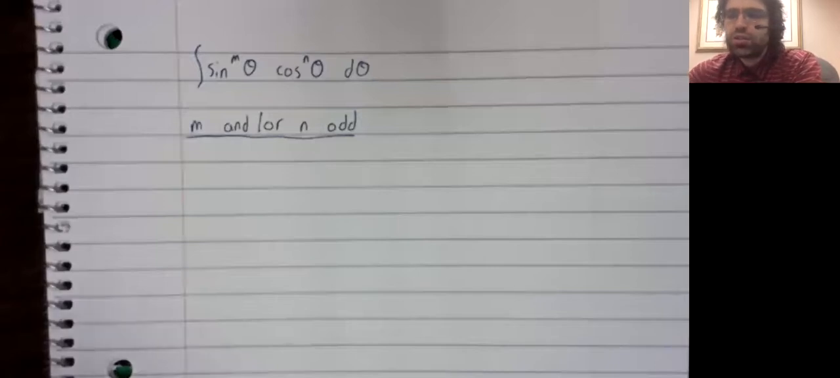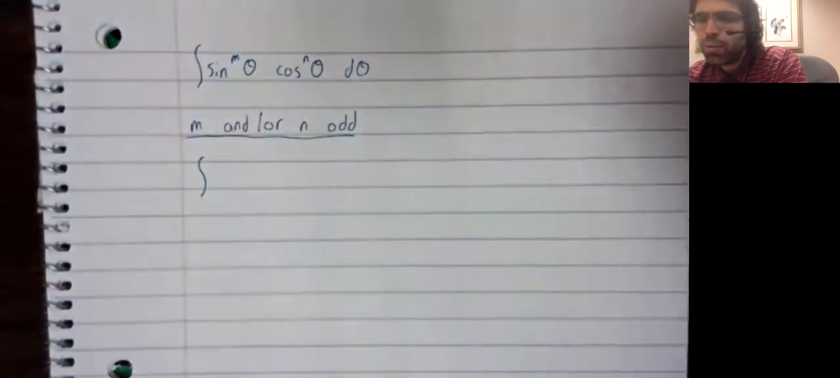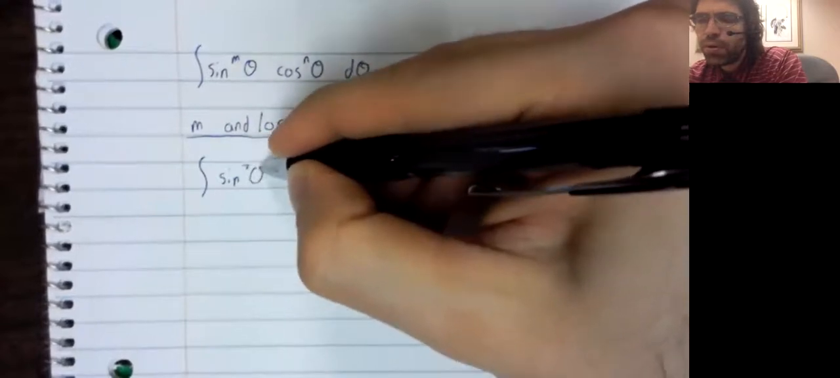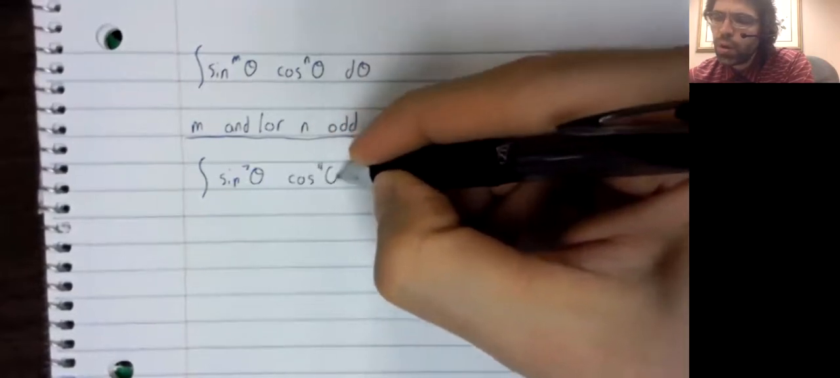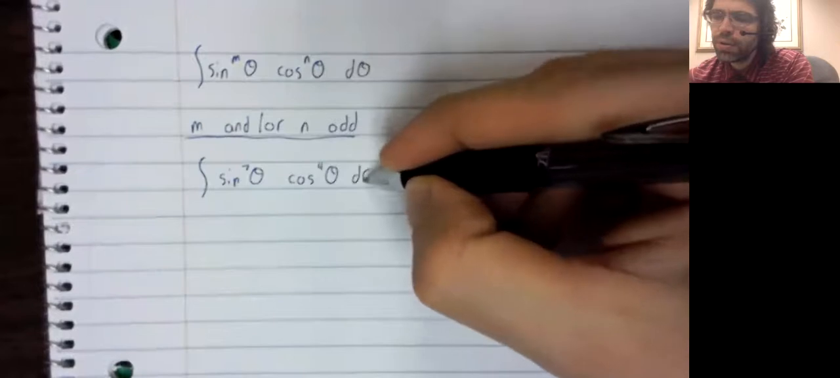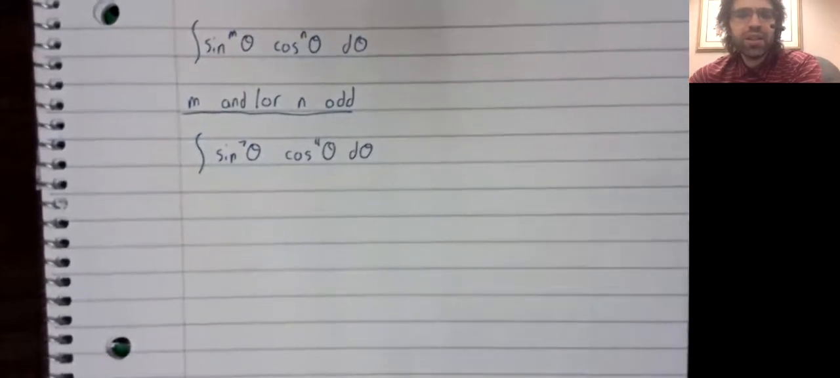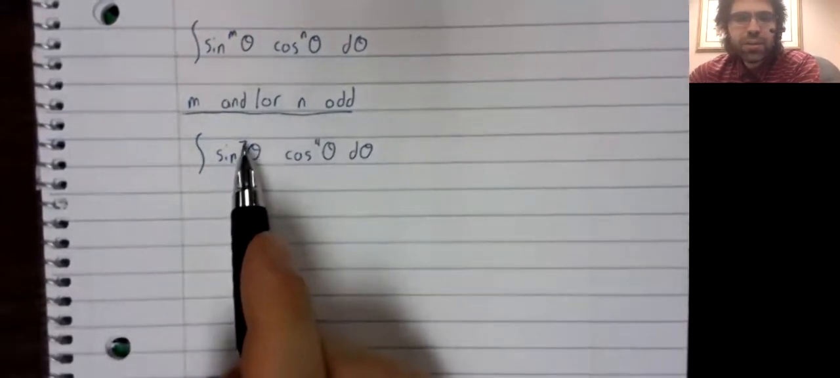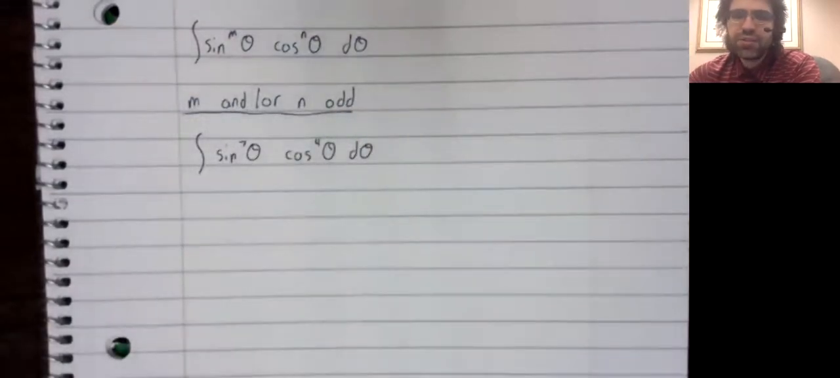So let's illustrate the method via example. Let's say we've got the seventh power of the sine times the fourth power of the cosine. And let's see how to find this indefinite integral. 7 is indeed odd, so we are in this case.